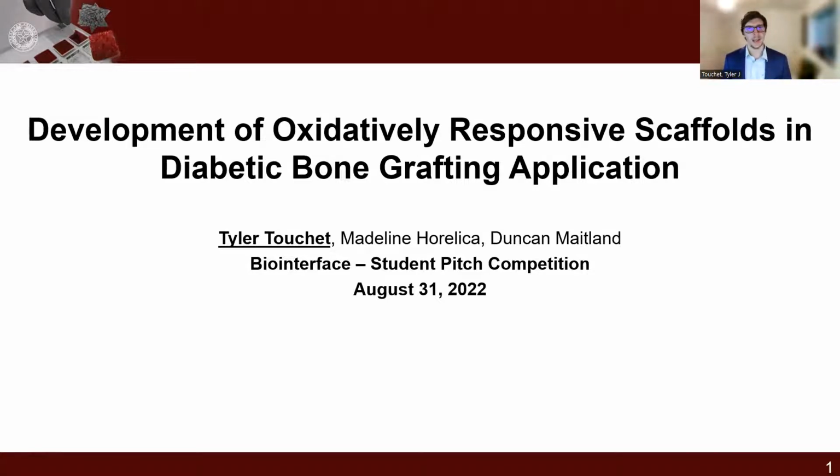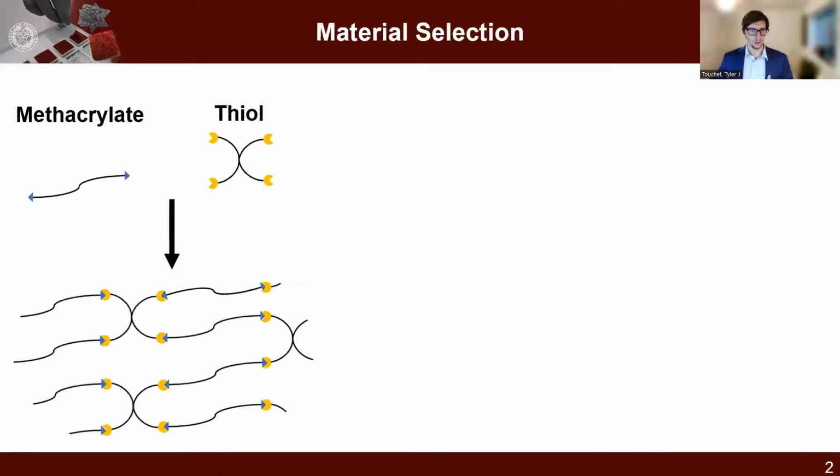And so one way to tackle this is to develop a material system that is an antioxidant in nature. What we have chosen to do is use a two-component system, a methacrylate and a thiol, that when reacted forms a mesh network that can act as an antioxidant.